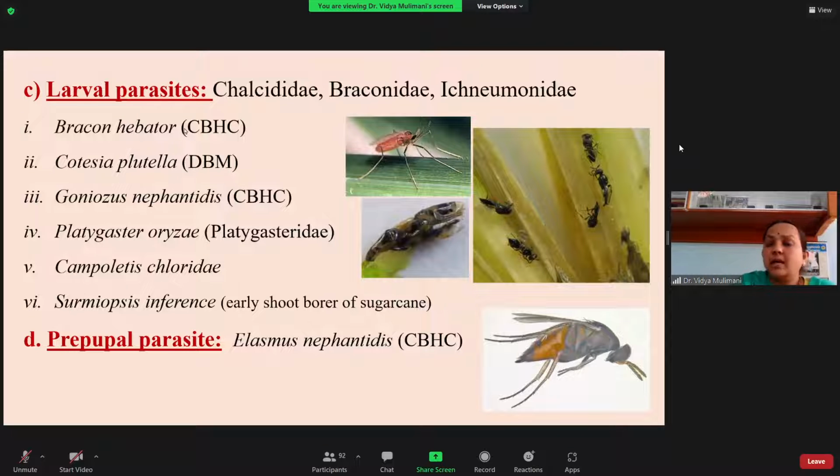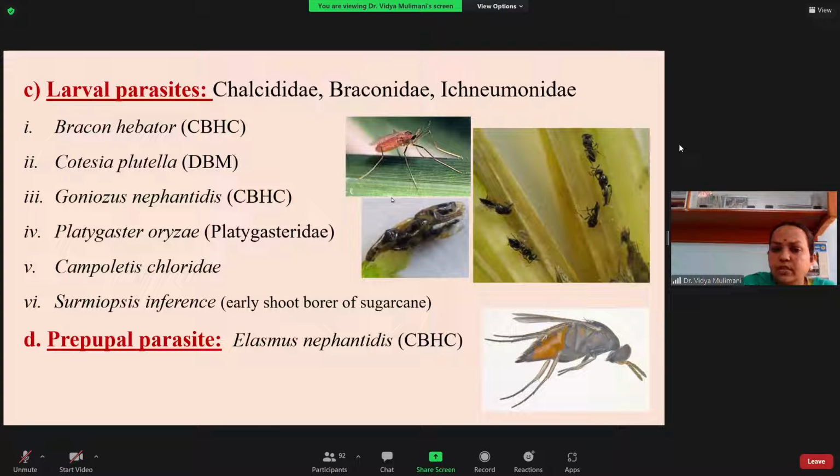Next you have the larval parasitoids. Mainly under the larval parasitoid you have the Chalcididae, Braconidae and the Ichneumonidae, which are attacking the larval stage. The examples I have already given you many for the larval parasitoid, that is the Bracon hebetor, on the CBHC, that is the coconut black-headed caterpillar, Cotesia plutellae, an endoparasite, which is solitary, on DBM, Goniozus nephantidis on the larvae of the CBHC, which is ecto and gregarious. Platygaster oryzae, it is a Platygastridae.